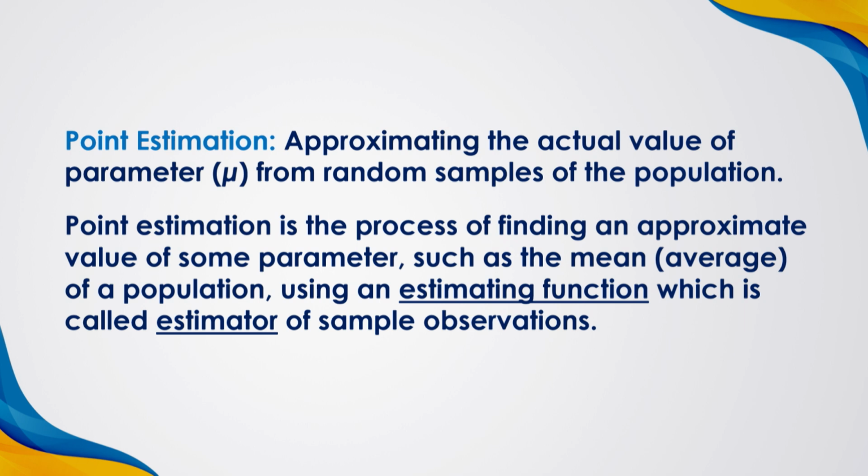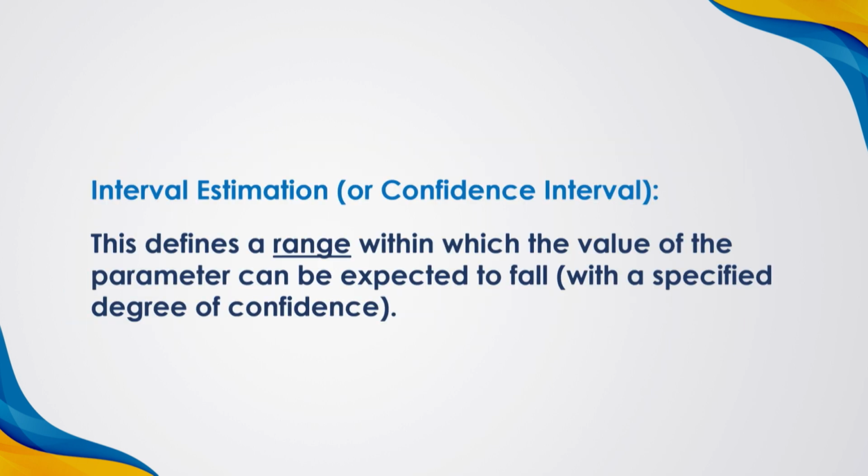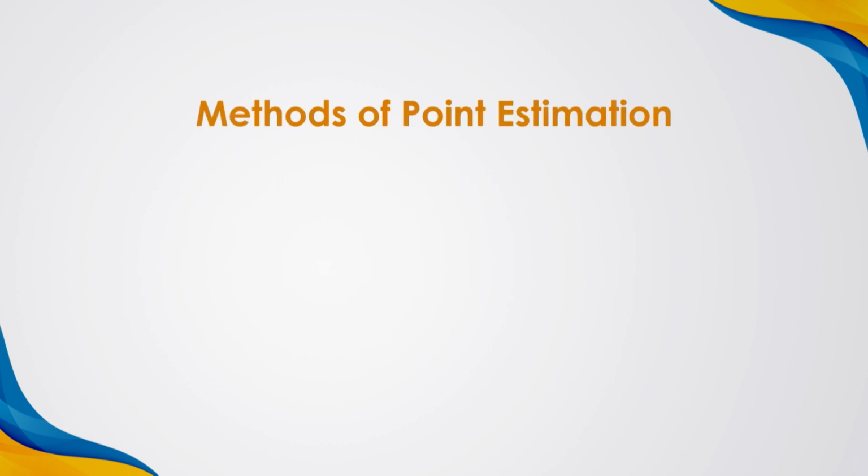Point estimation: approximating the actual value of the parameter from a random sample of the population. Point estimation is the process of finding an approximate value of some parameter, such as the mean of a population, using an estimating function which is called an estimator of sample observations. Interval estimator or confidence interval: this defines a range within which the value of the parameter can be expected to fall with a specified degree of confidence.